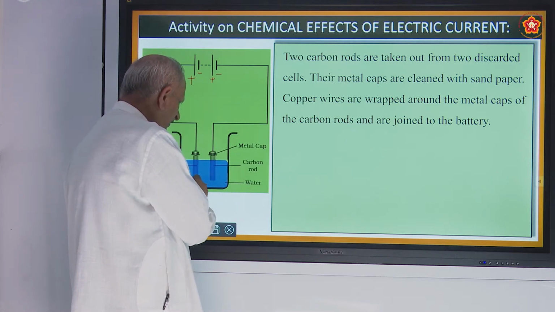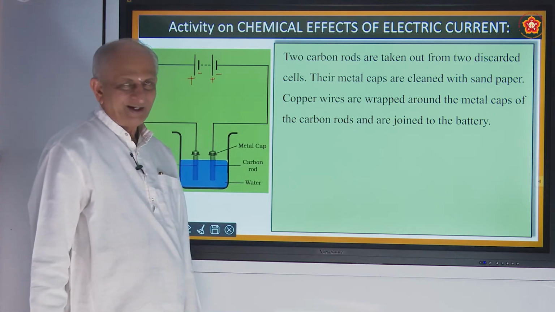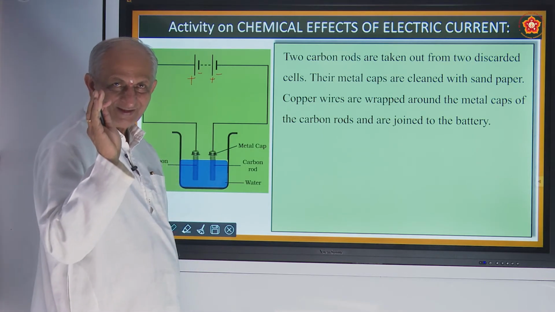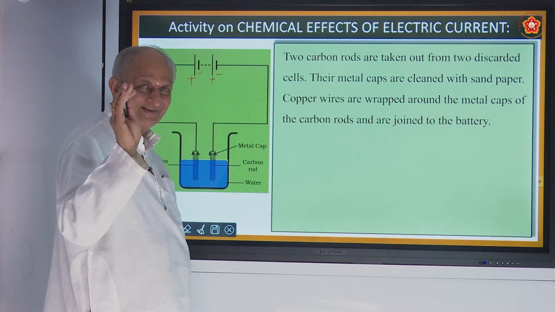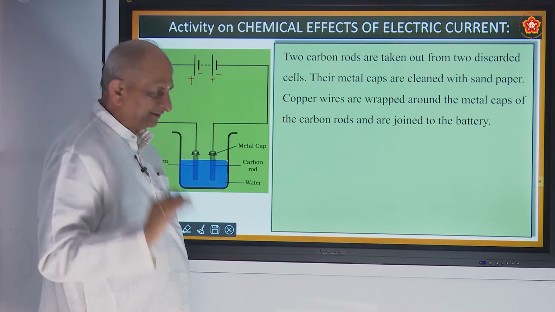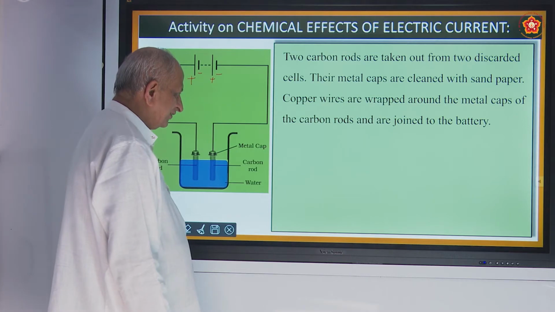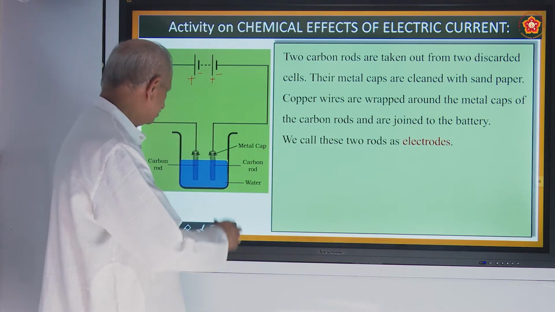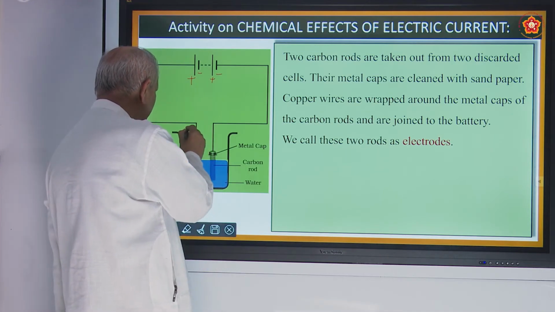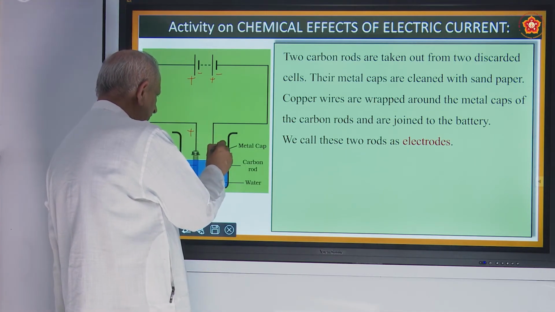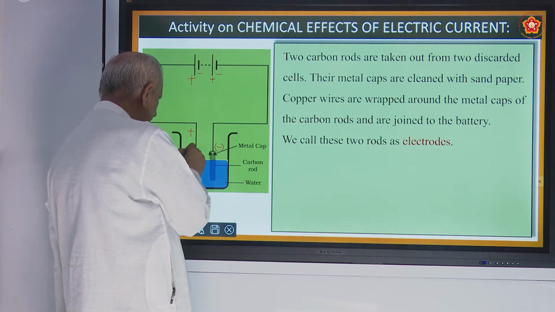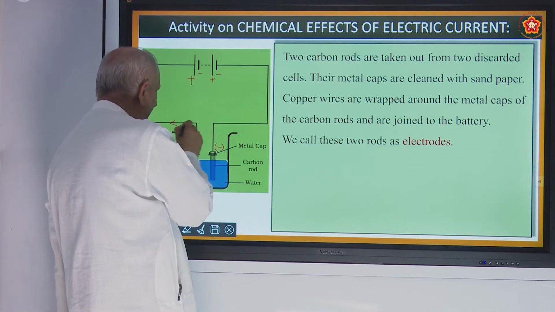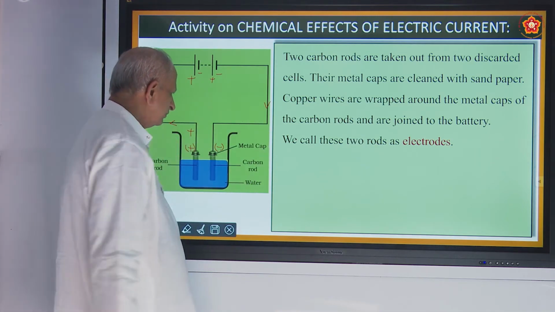So here you must take water, and we discussed that pure water is not conducting electricity. You have to add some salt or acid, then only it conducts electricity. We call these plus and minus terminals electrodes. The current will flow in this direction.